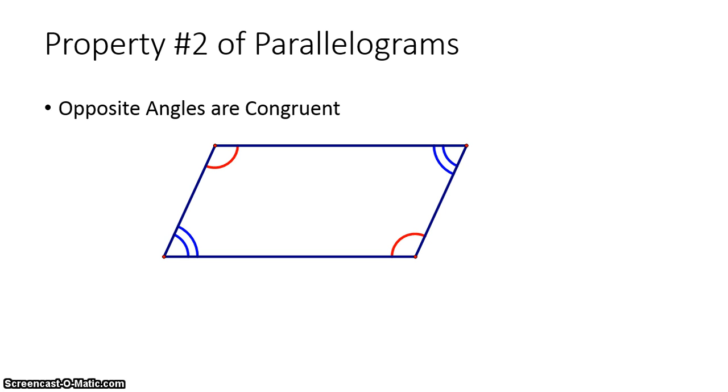Our second property is that opposite angles are congruent. So the ones that are across from each other, the two red are congruent to each other, and the two blue. So let's say the two red were 130. The two blue would each be 50. So if I know I have a parallelogram, I can automatically say that the opposite angles are congruent.